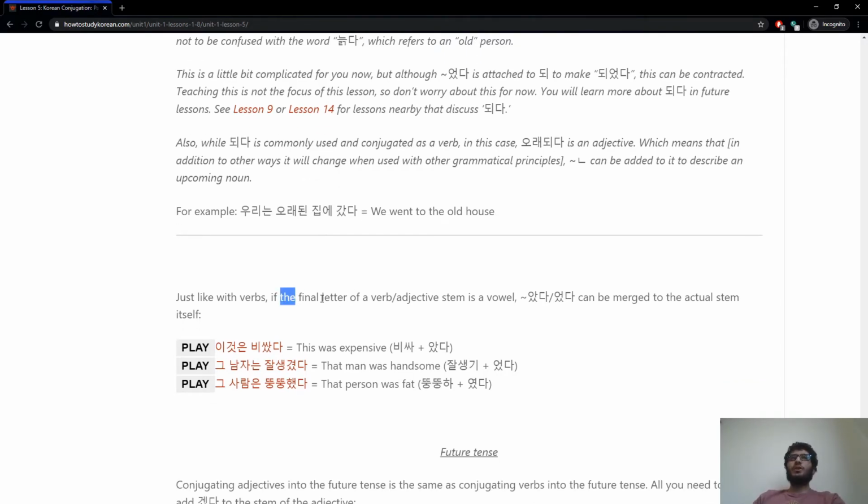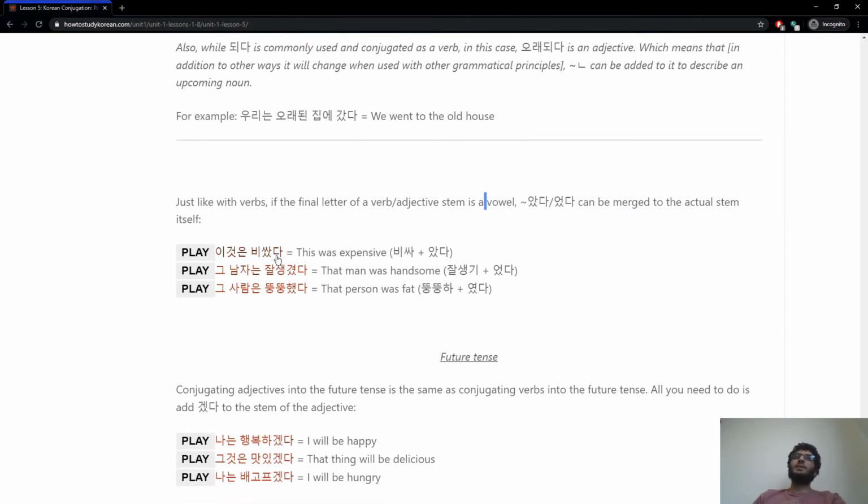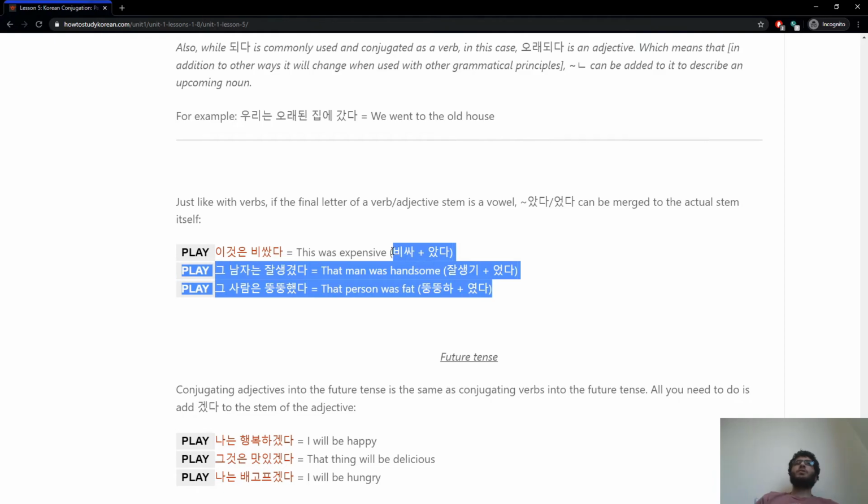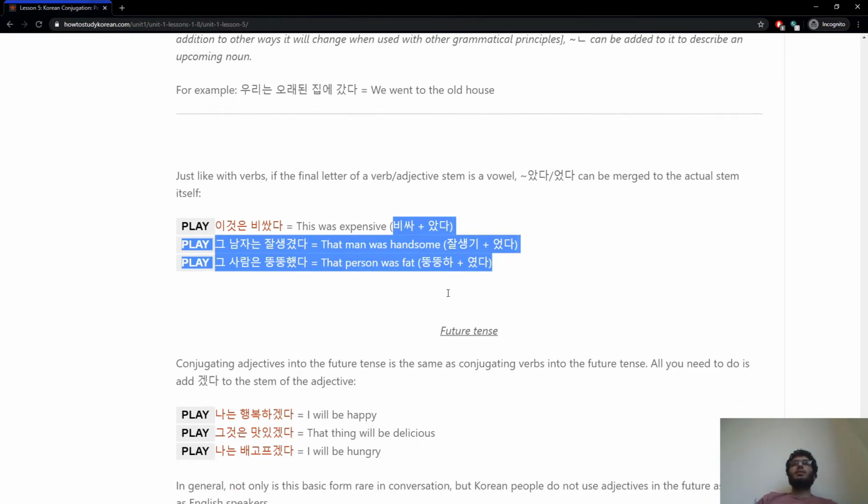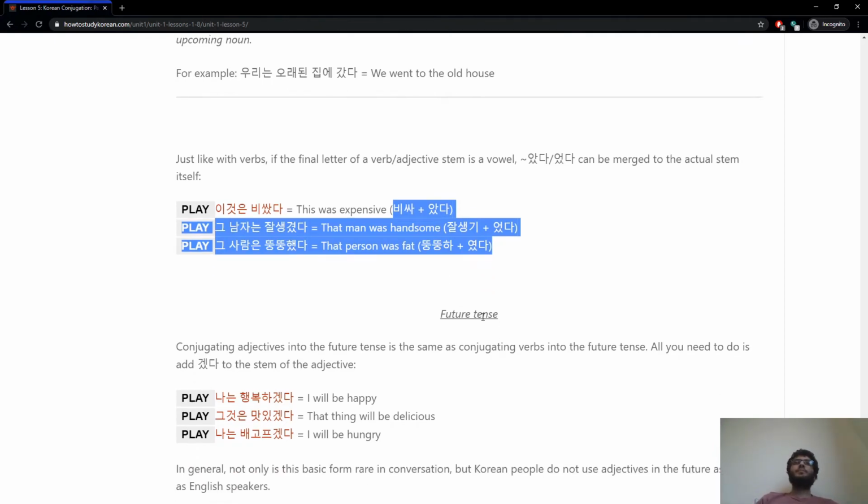Just like with verbs, if the final letter of the verb or adjective stem is a vowel, 았다 or 었다 can be merged. So 비쌌다, 잘생겼다, 뚱뚱했다, that person was fat. 뚱뚱하 plus 였다 becomes 했다. We talked about this already. I don't want to confuse you even more, and I don't want this lesson to be too long.